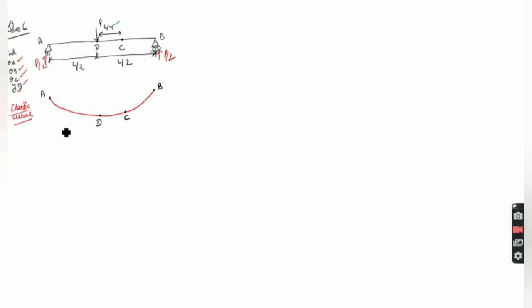Now I will draw the tangents, right? So the tangent from A will be something like this. Tangent at B, then tangent at C, and the tangent at D will be horizontal.